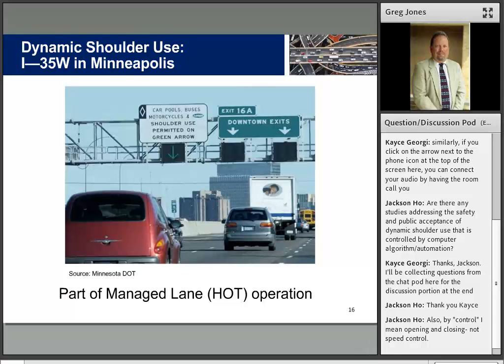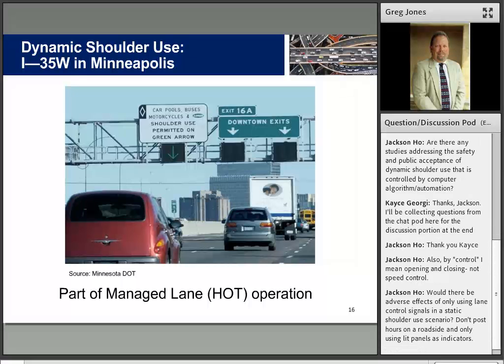Another dynamic shoulder use is on I-35W in Minneapolis. They actually widened I-35W, but the last 3 miles into downtown Minneapolis, there were some environmental and right-of-way constraints on that last 3 miles, and they weren't able to build the additional lane for that last 3 miles. So their solution was to use the shoulder on a part-time basis for the continuation of this high-occupancy toll lane for that last 3 miles.